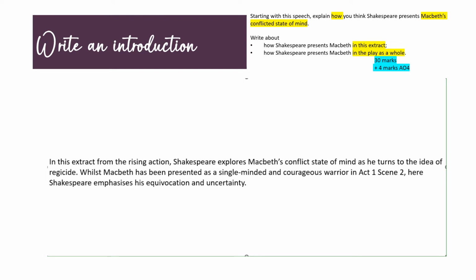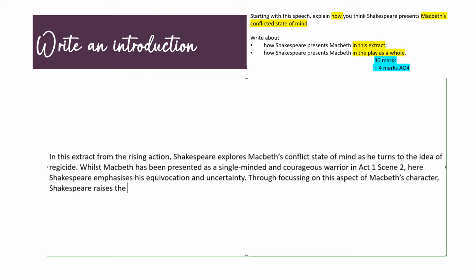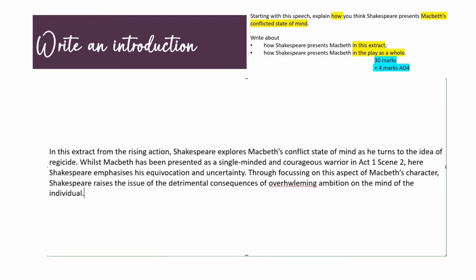And one of the most important big ideas in the text is of ambition and the consequences of ambition. So I'm going to say, through focusing on this aspect of Macbeth's character, Shakespeare raises the issue of the detrimental consequences of overwhelming ambition on the mind of the individual. Okay, so that is our introduction. Three sentences doing three things. Firstly, we're starting from within this extract from, and then you put your section of the play. So that is a sentence starter that you could learn.